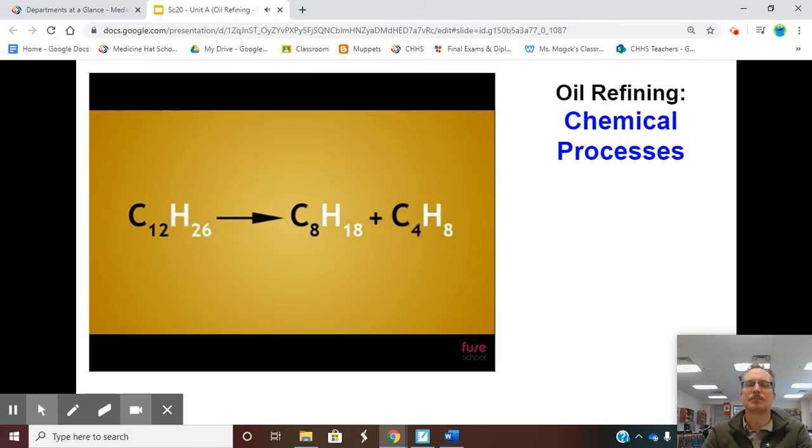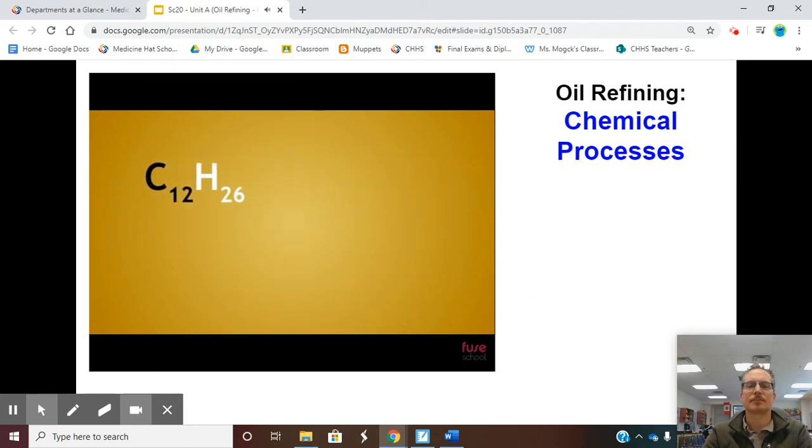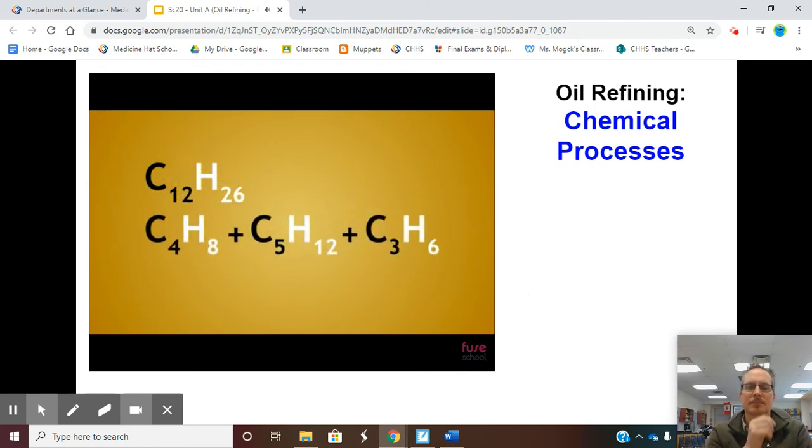Here is an equation showing that C12H26 is broken down into octane and butene. There isn't a set way that these molecules are broken down. In fact, C12H26 could also be broken down into decane and ethene, or even butene, pentane, and propene, as these equations show. The large hydrocarbon is broken down in quite a random way. Just note that in each equation, of course, since we had 12 carbon atoms and 26 hydrogens going into the reaction, the same must come out.